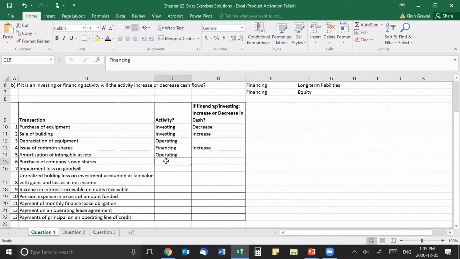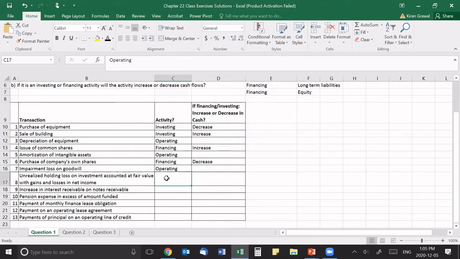Purchase of a company's own shares. If you remember from intermediate accounting 2A, sometimes companies will purchase their own shares back. That would also be part of equity because it's in the shareholders' equity section. And if you're purchasing shares, you're paying money for them, which is going to decrease your cash. Impairment loss on goodwill. That's similar to your depreciation and amortization expense, so impairment loss will go into operating.